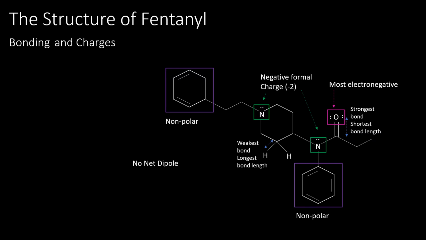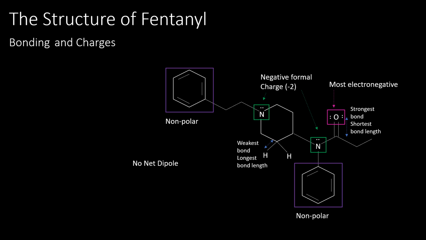Around elements with lone pairs like nitrogen, there are the most negative formal charges, with no positive formal charges anywhere. All carbons are surrounded by hydrogens, making the carbon rings nonpolar. Due to the differences in electronegativity, the bonds between oxygen and carbon are the strongest. Carbon-to-carbon bonds, which have the same electronegativity, is the second weakest bond. Carbon and hydrogen have the weakest bonds.